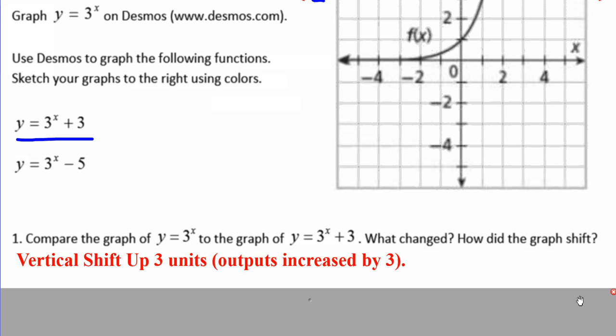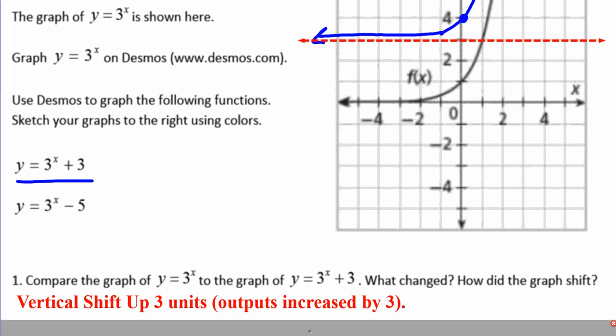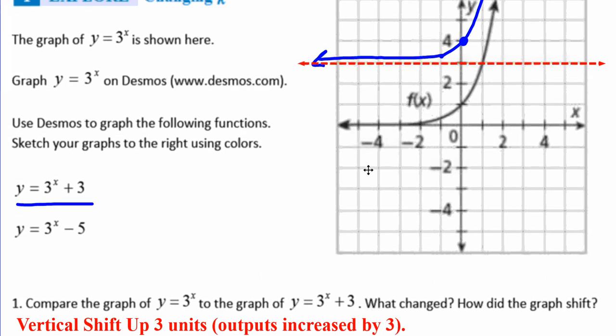Also, notice how your horizontal asymptote also shifted up 3 units from where it was before. Our original horizontal asymptote was at y equals 0. Now it's at y equals 3. So all of the outputs increased by 3 units, impacting your asymptote, and it would also impact your range.